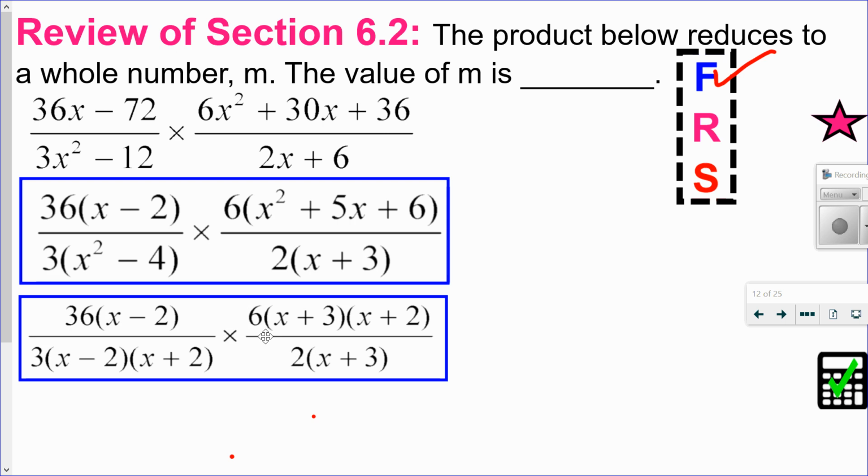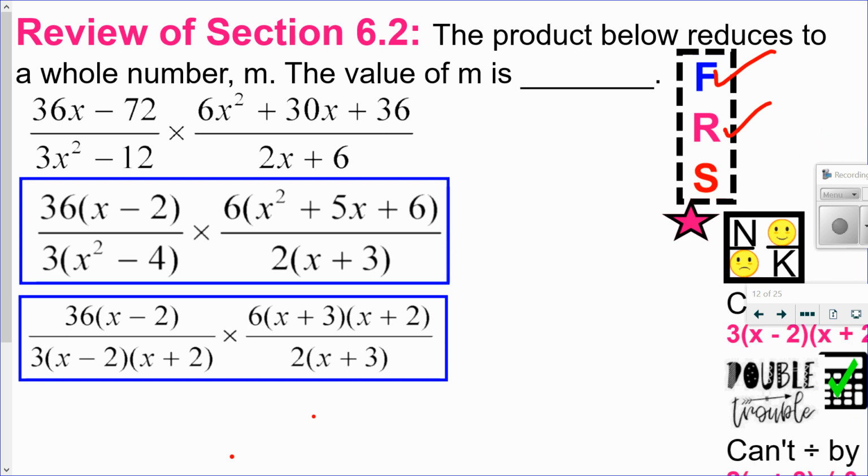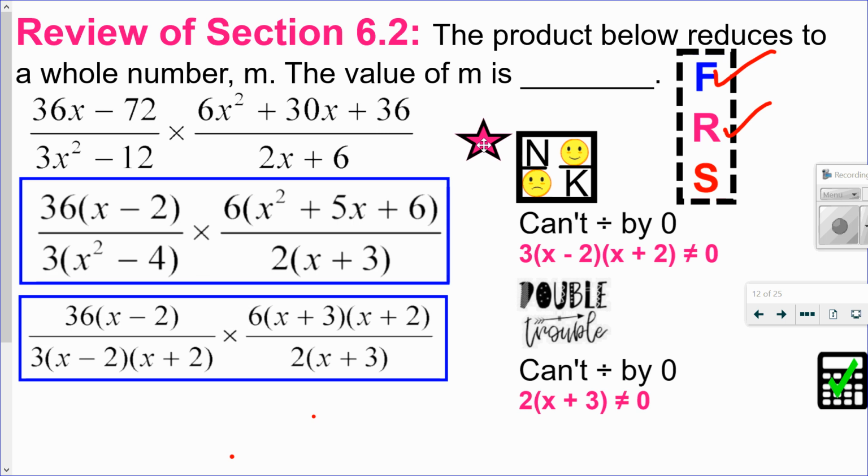Now, the next step in the process is to state my restrictions. Stating my restrictions, I look at the denominators to do that. Looking at the denominators, oh my gosh, 3 times is a charm here, okay? I have double trouble here. I have 3 times x minus 2, x plus 2, and 2 times x plus 3. All of those, actually that would be triple trouble, wouldn't it? All of those can't equal 0.